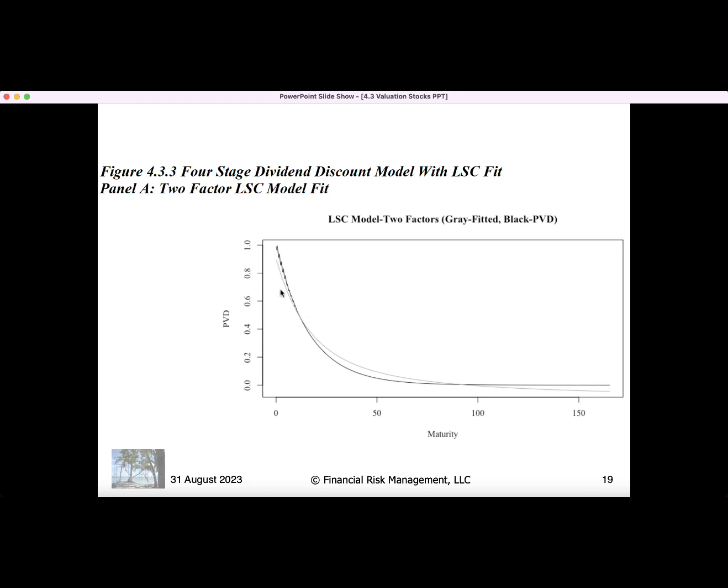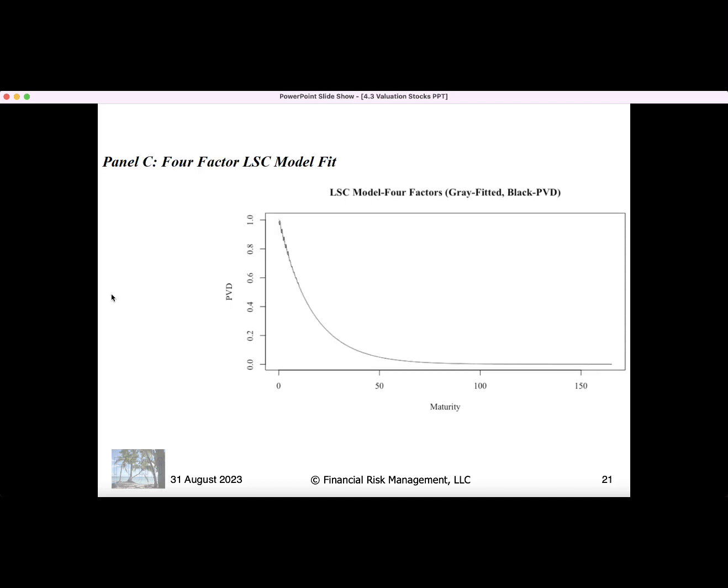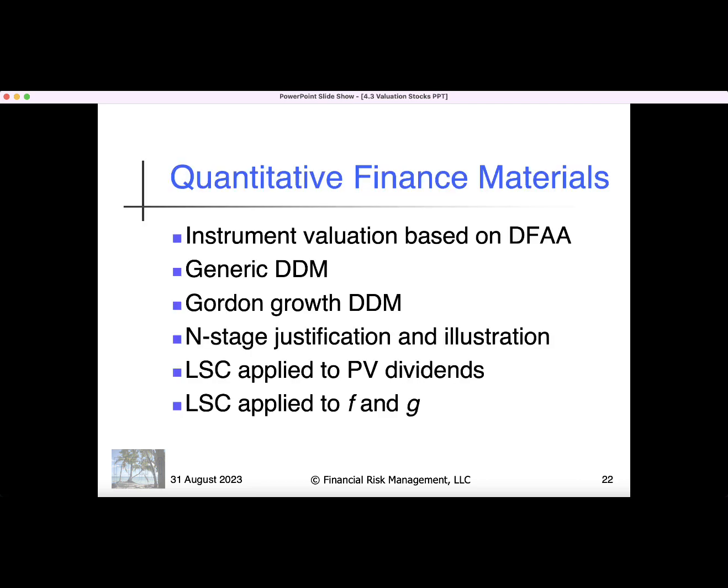We could actually fit this with a 2-factor model, this gray line. By the way, the jaggedness here is due to the assumed quarterly pay, but adjusted annually. If we go to a 3-factor model, you'll notice the fit is better. It's not perfect, but it's getting a lot closer. With the 4-factor model, it's difficult to distinguish between the fitted line and the n-factor dividend discount model. And so we're now going to turn to the quantitative material.